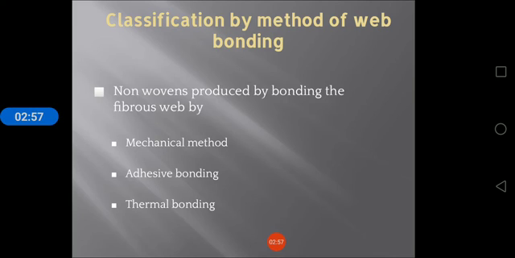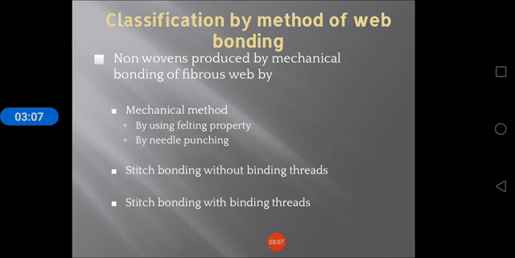Classification by method of web bonding. Nonwovens produced by bonding the fibrous web by mechanical method, adhesive bonding, and thermal bonding. Next, the classification by method of web bonding. Nanowinds produced by mechanical bonding of the fibrous web by mechanical method using felting property, needle punching, stitch bonding without binding threads, and stitch bonding with binding threads.